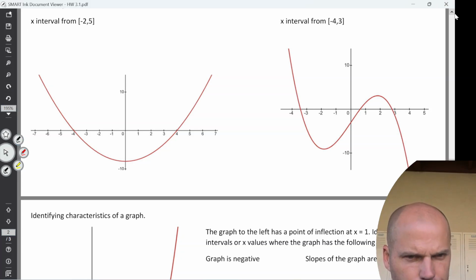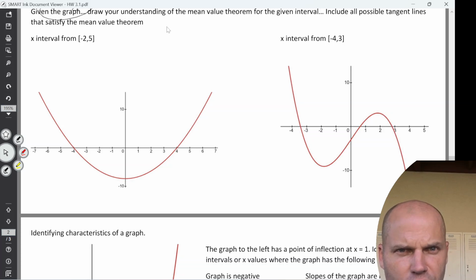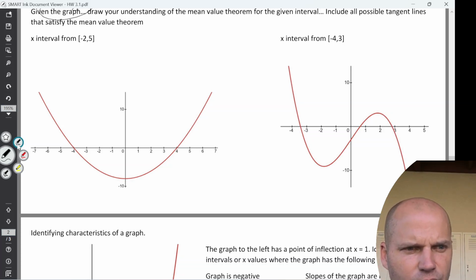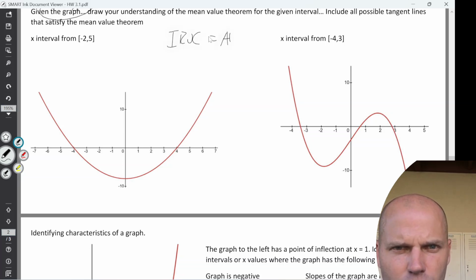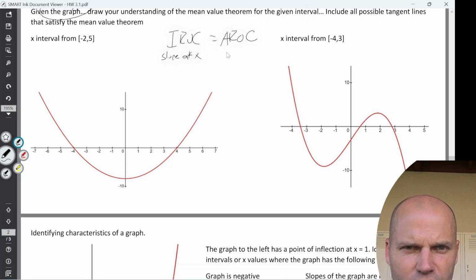So, draw your understanding of the mean value theorem. Again, the mean value theorem says there is a slope at an x value that equals your slope over your interval. The slope at a point, slope over your x interval. Slope at x is a tangent slope. Slope over an interval is a secant slope.